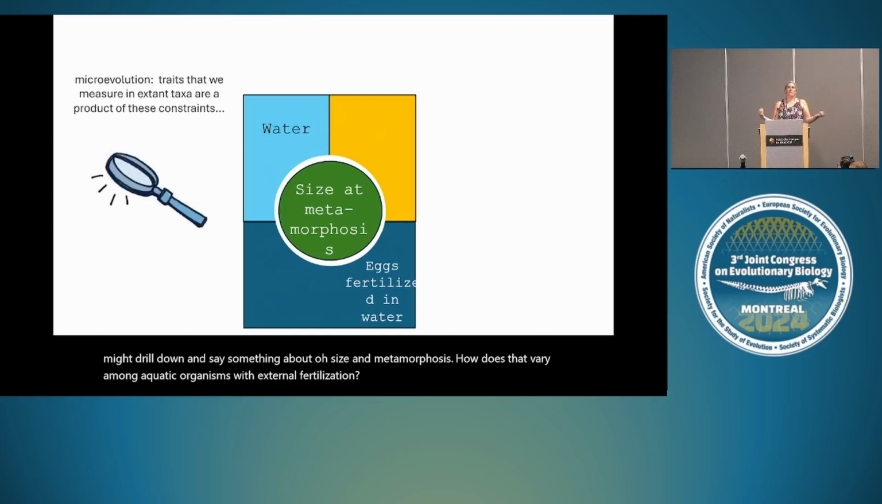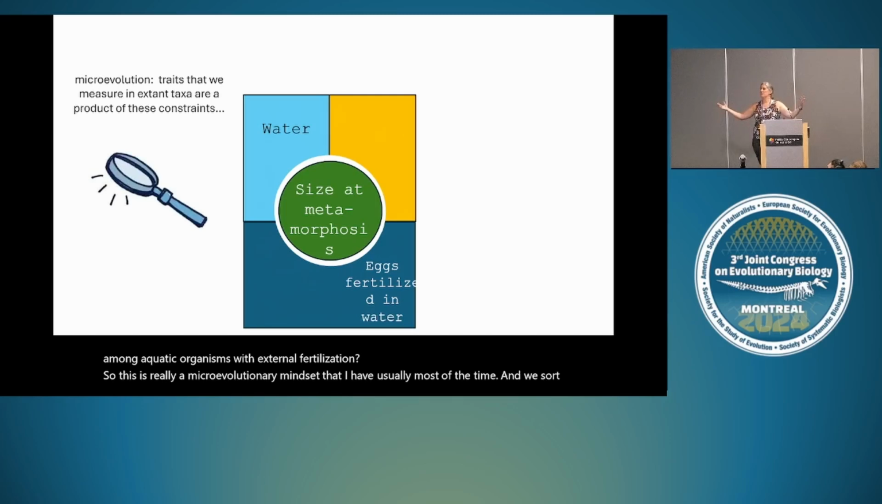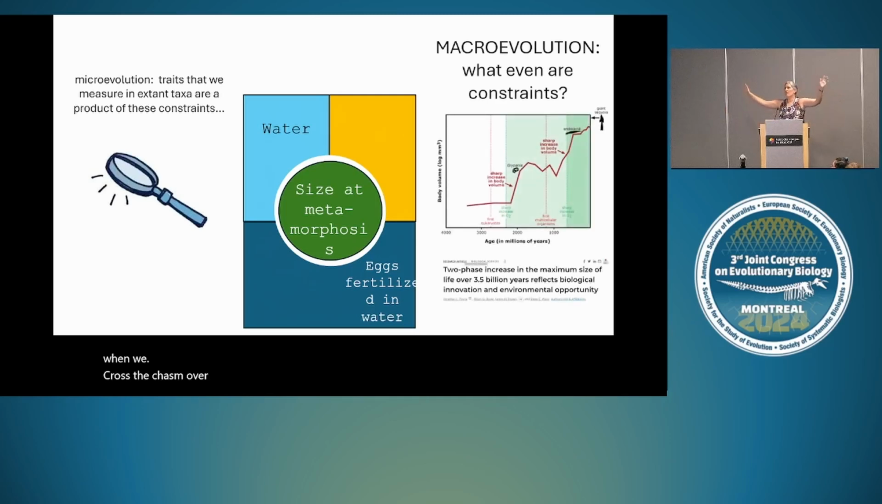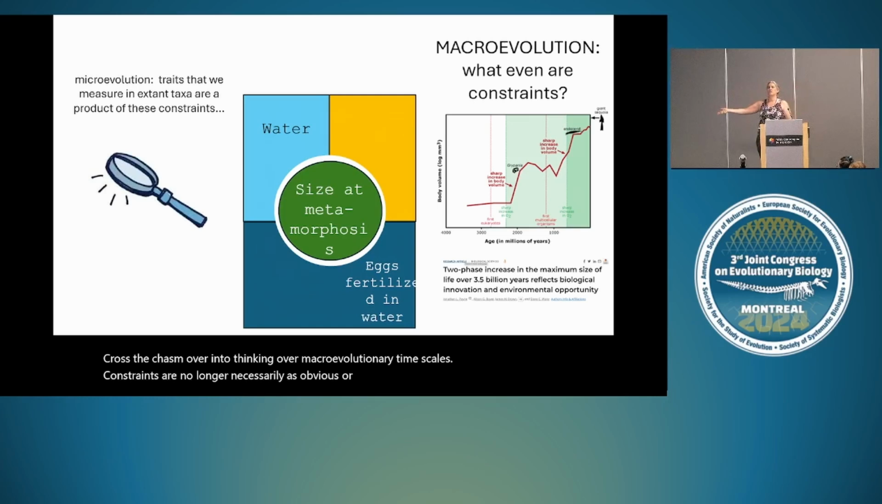So this is really a microevolutionary mindset that I have most of the time, and we sort of accept that these constraints of the environment or development are kind of fixed. When we cross the chasm over into thinking over macroevolutionary timescales, constraints are no longer necessarily as obvious, or things are potentially much more flexible.